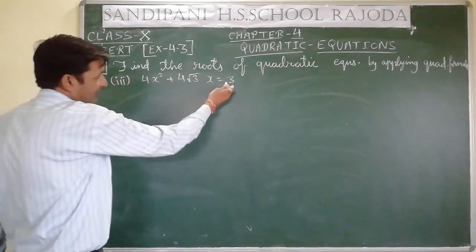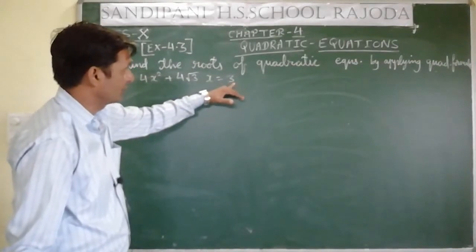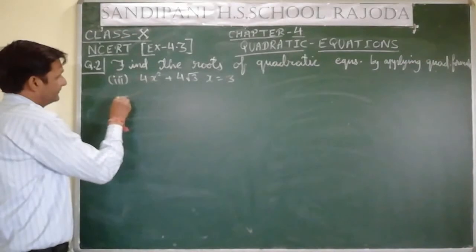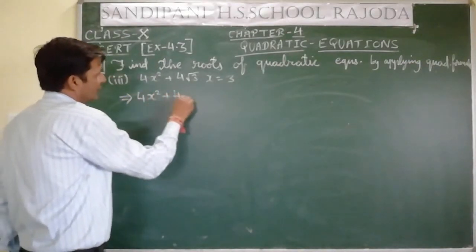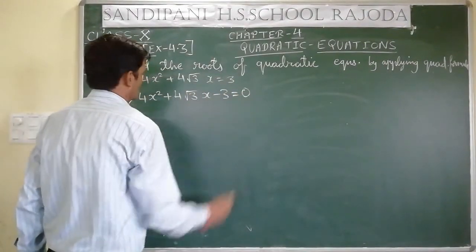So let it be a standard form first of all. So for that we have to transpose this 3 from RHS to LHS. So this will become 4x square plus 4 root 3x minus 3 is equal to 0.